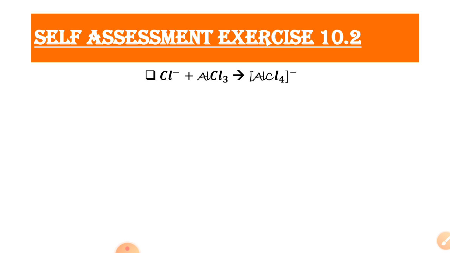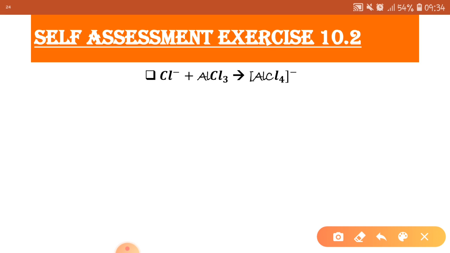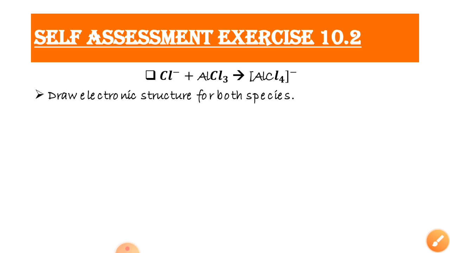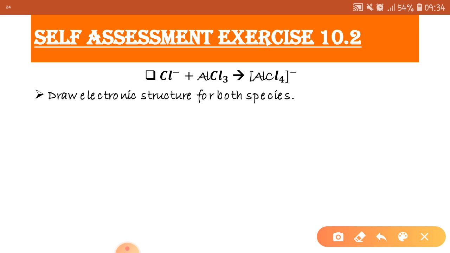For example, you have a reaction in which chloride ion reacts with aluminium trichloride to form trichloroaluminate. Now, first of all, what would you do? You will first draw the electronic structure for both the species. You know that in the chlorine atom, there are 7 electrons in its valence shell.